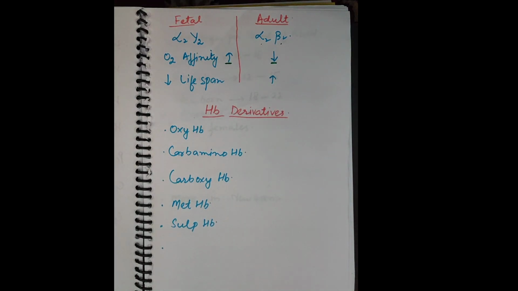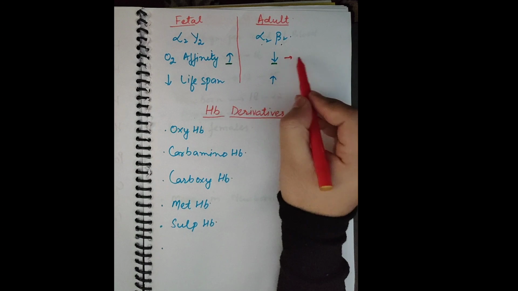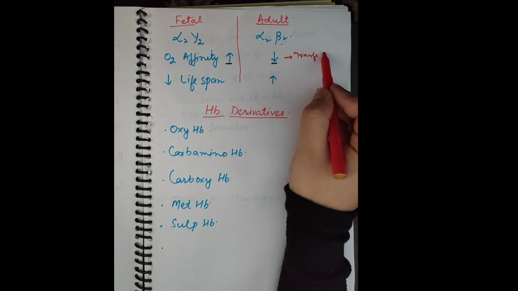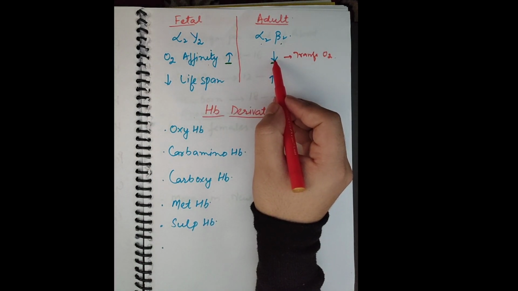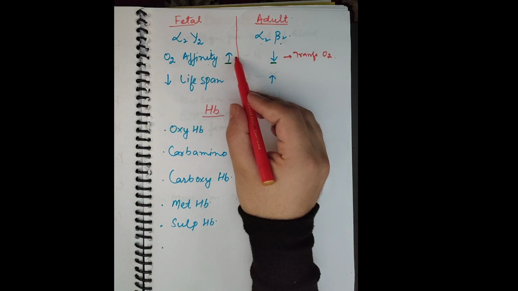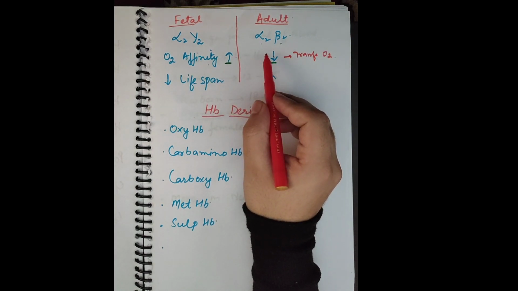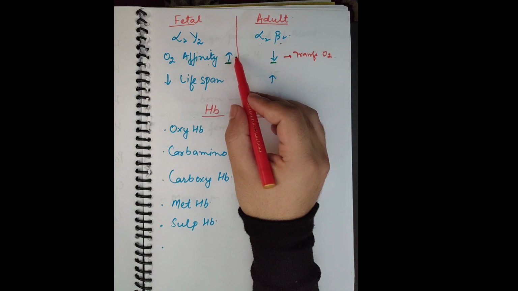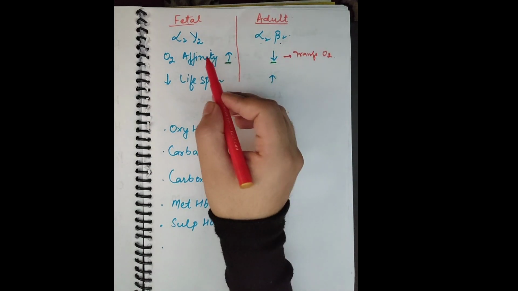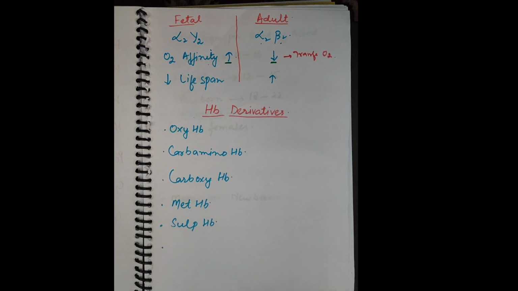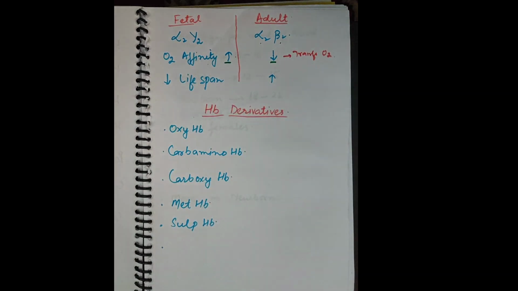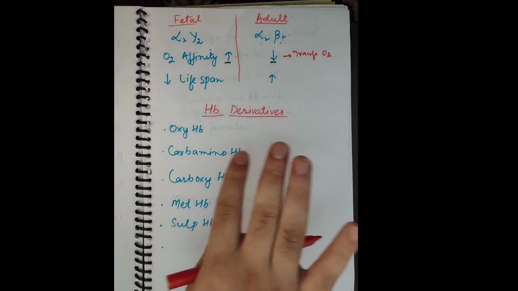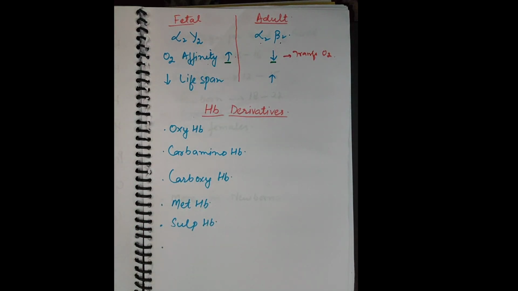What is the importance of this fact? It helps to transfer oxygen. See, fetus has more affinity, adult has less. It helps to transfer the oxygen from mother to the fetus. If it had been opposite, the female would never have been able to give oxygen to the fetus. क्योंकि फीटस के हीमोग्लोबिन की एफिनिटी ज़्यादा है, इसलिए ये माँ के ब्लड से ऑक्सीजन ले पाता है. अगर ये उल्टा होता तो फीटस को कभी भी ऑक्सीजन नहीं मिल पाता. Fetal hemoglobin has less lifespan, and adult hemoglobin has more lifespan. These are some of the differences between fetal and the adult hemoglobin.